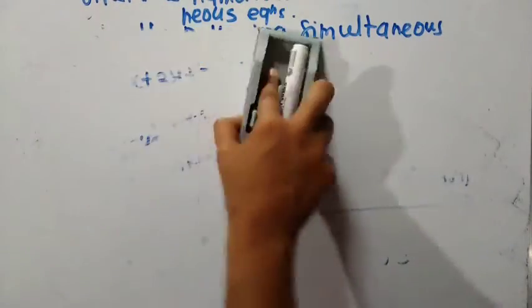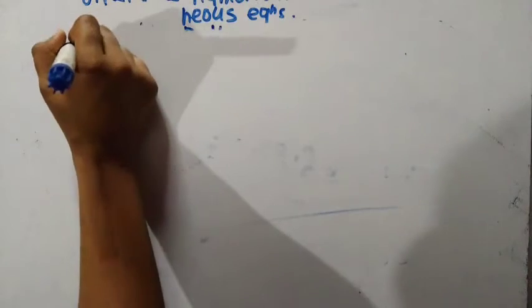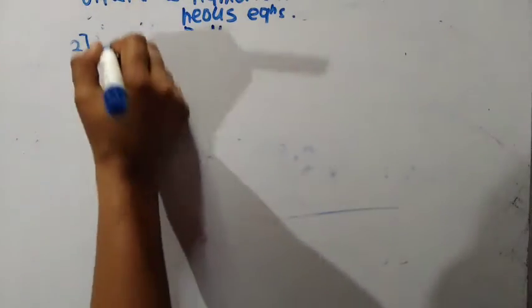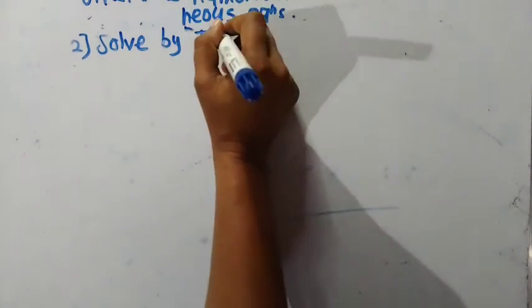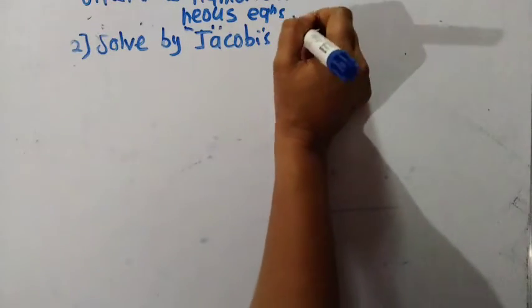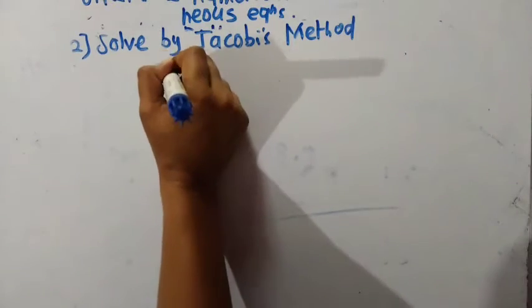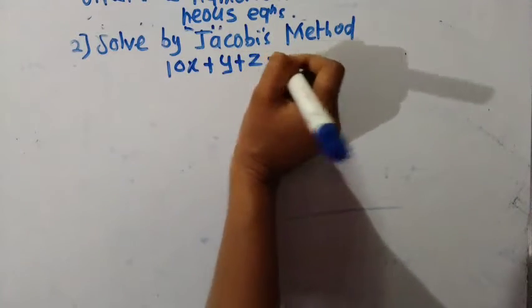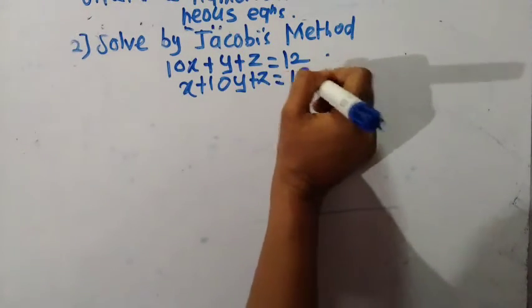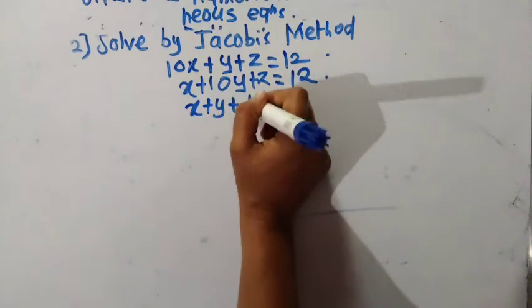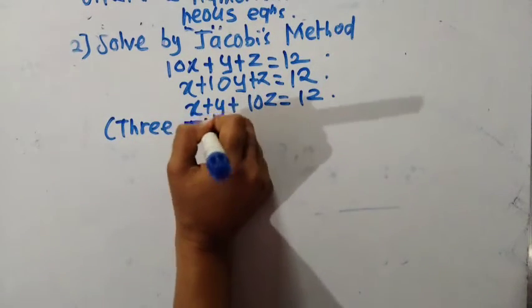Then we give the second example. Solve by Jacobi's method. First is 10x plus y plus z is equal to 12. Then x plus 10y plus z is equal to 12. Then x plus y plus 10z is equal to 12. Here carry out 3 iterations only.